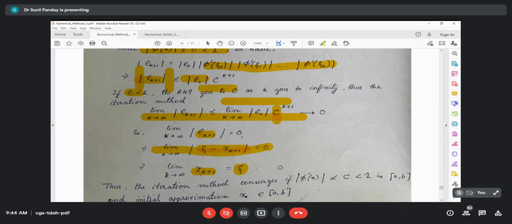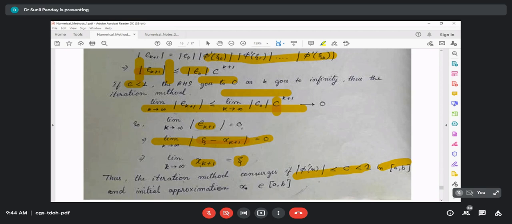And this we want, because we are claiming that whatever iteration function we have selected, if we have selected that iteration function in such a manner that phi dash of x is less than 1 in the domain, and the initial approximation is also selected from the domain, then the sequence x k plus 1 equals phi of x k converges towards the root. And this is the claim we are getting, that when k is infinity, this x k plus 1 is actually the root.